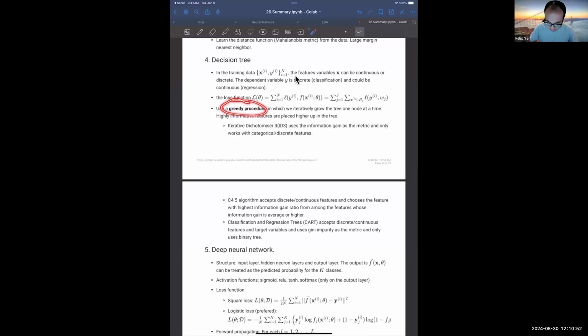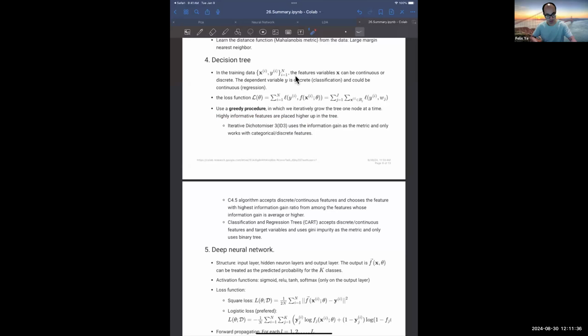So what we do is use a greedy algorithm, so that we iteratively grow our tree one node at a time. The key is that if some feature is highly informative, I'm going to place it higher up in the tree, on the root. Then we search for the next informative feature, and I will put it on the next levels.